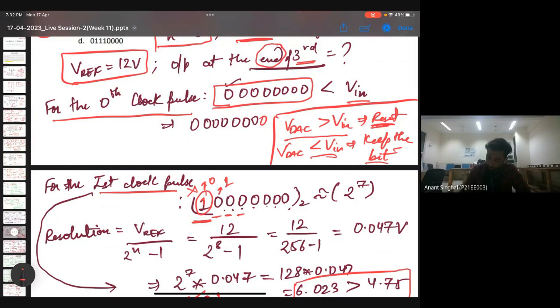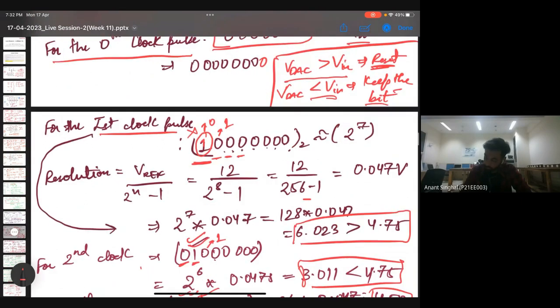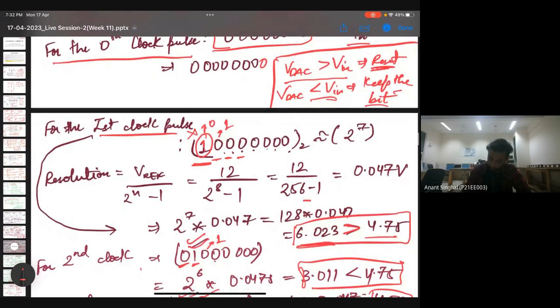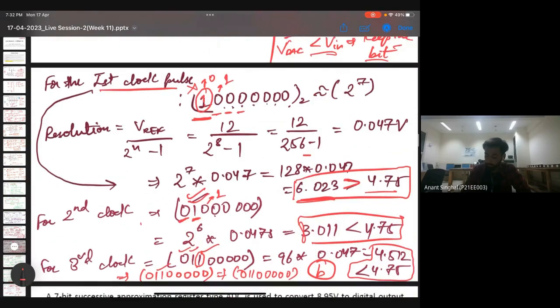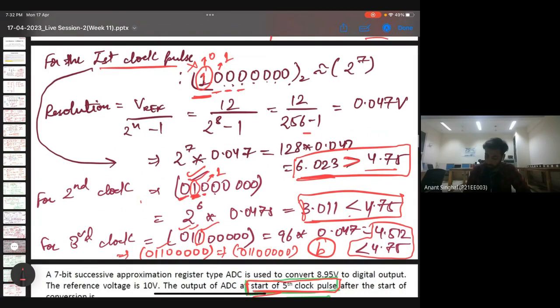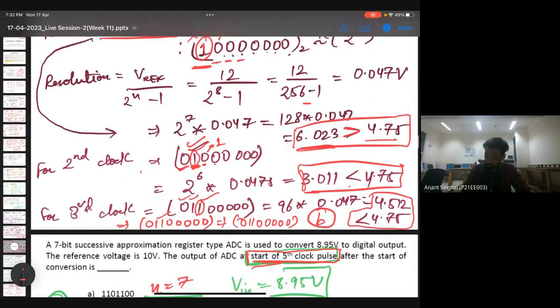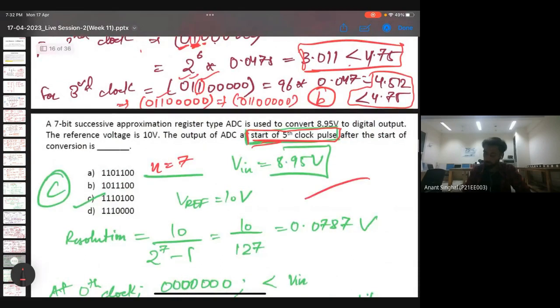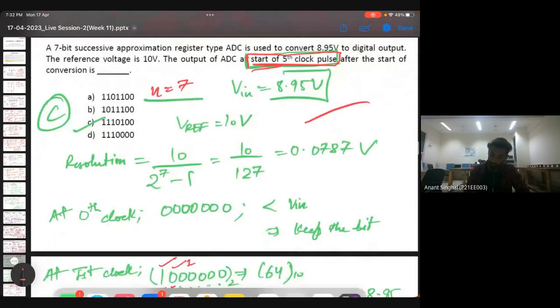So for the first clock, this voltage is coming out to be 6.03, and this is greater than the given voltage. So we will reset this bit to 0 and we'll keep the next bit to 1. Now if this is less than, we'll keep this one intact and we'll change this to 1. So this is the concept. So we have covered two questions with some different values for the same.